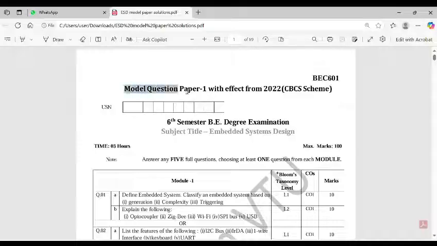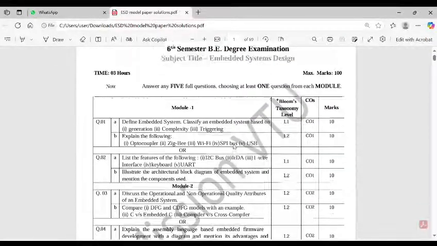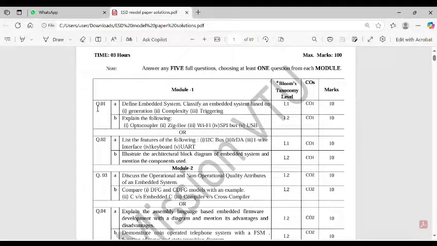In this video we are dealing with the model question paper 1 of Embedded System Design for the 6th semester. So we are dealing with the first model. In question number 1a, the question is: define embedded system and classify the embedded system based on the generation, complexity and triggering.